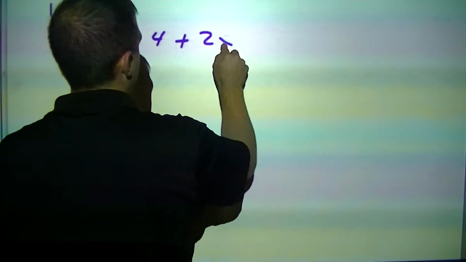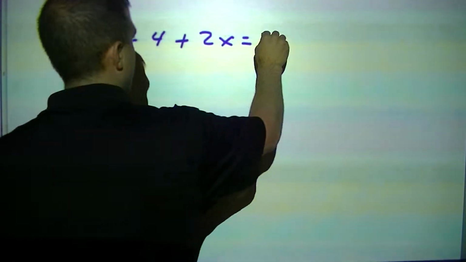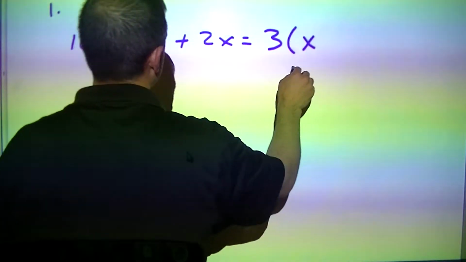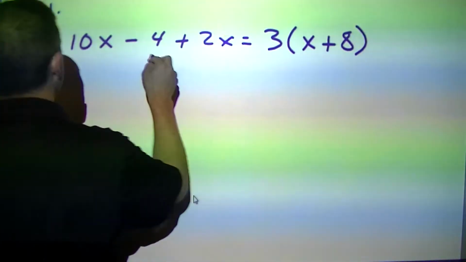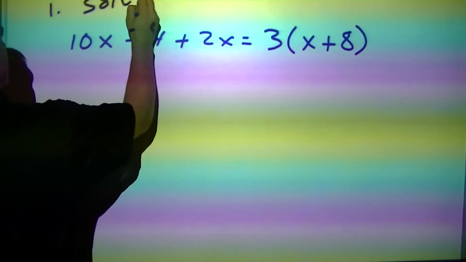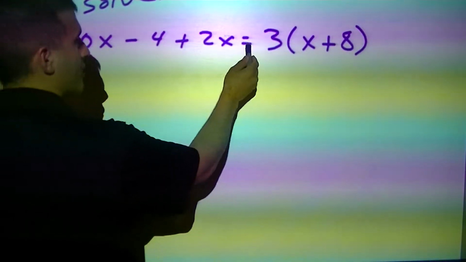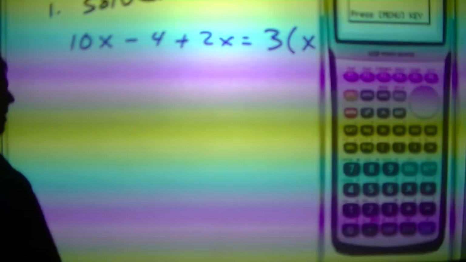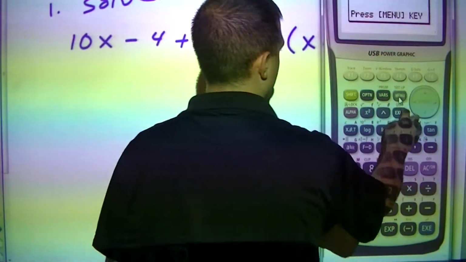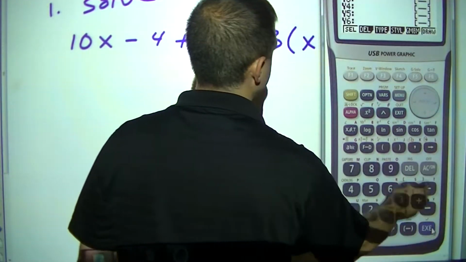Okay, question 1. Let's say you have something like 10x minus 4 plus 2x equals 3 times x plus 8, and the directions say solve. So this is an equation. When you have this equal sign, what you're going to want to do is go and graph it. So you're going to go to menu, you want to go to graph.